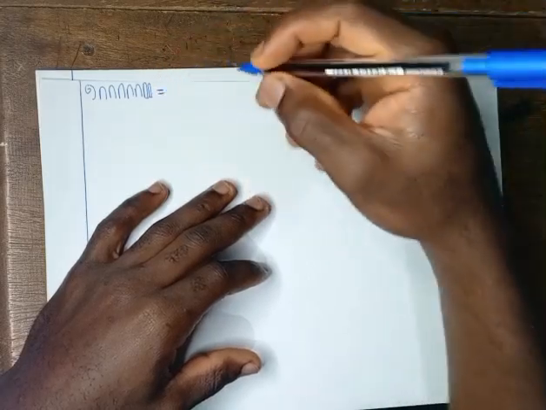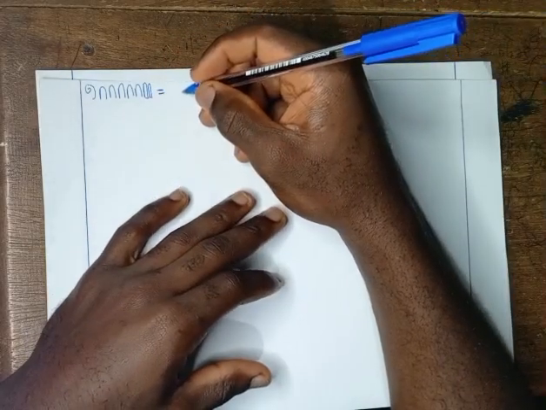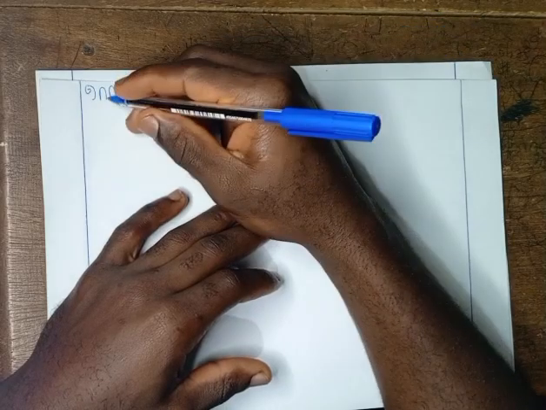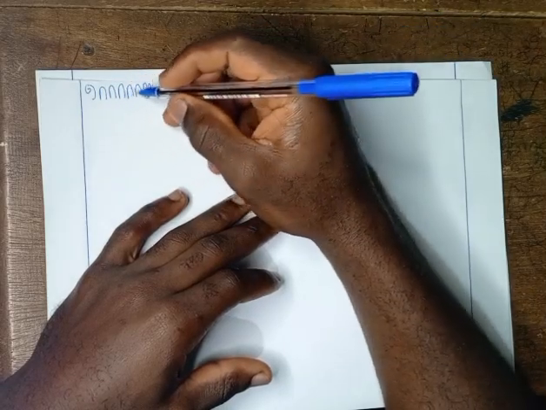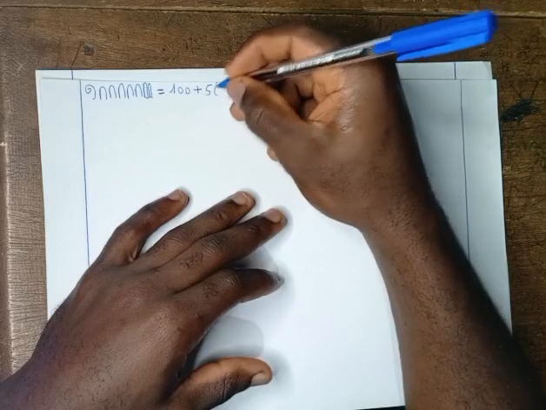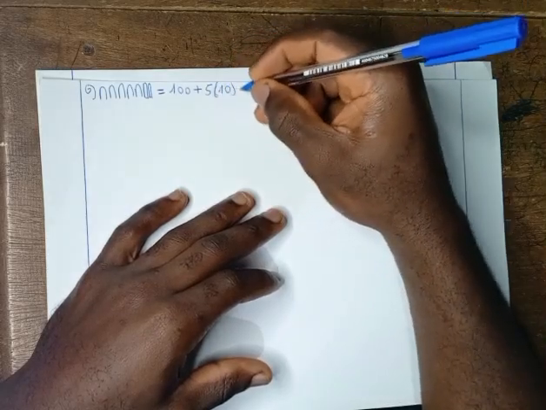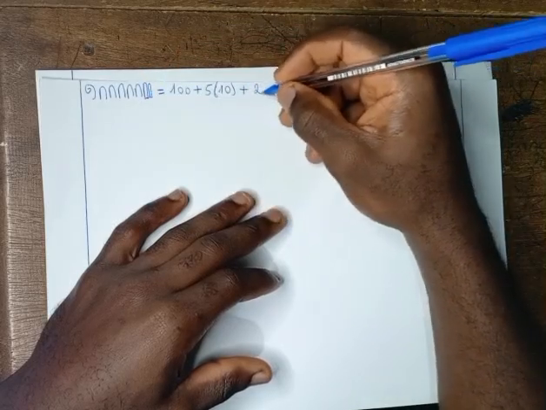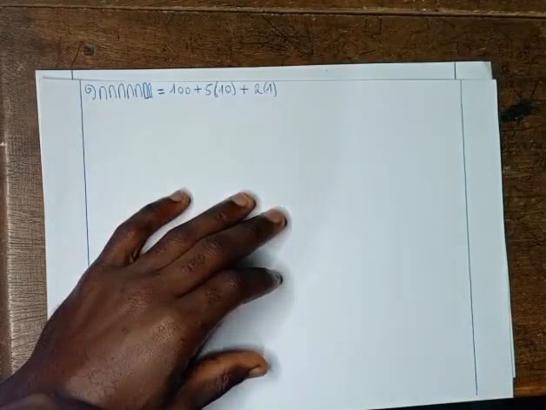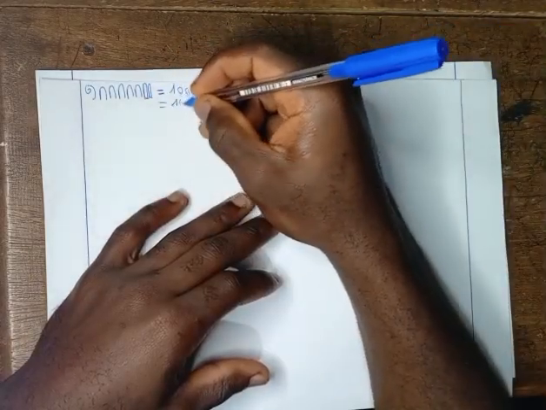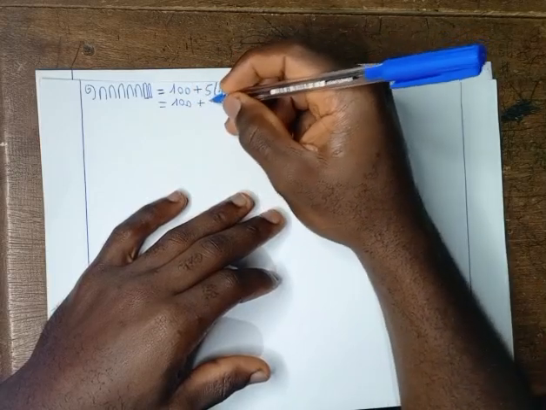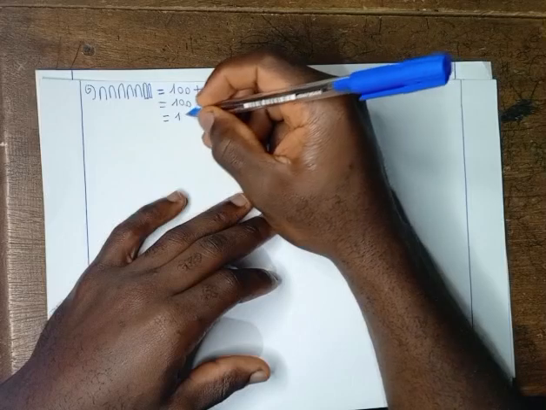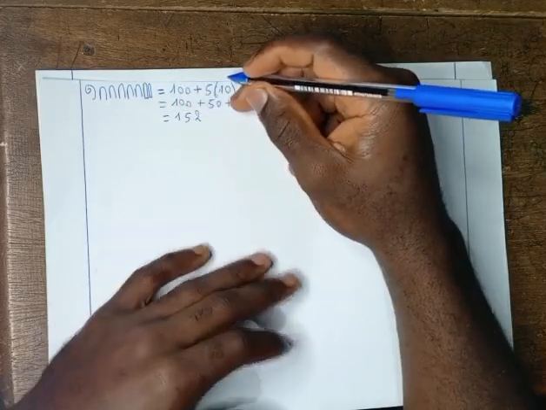This will simply be equal to, we know a spiral represents the number 100, plus we have 5 elbows, 1, 2, 3, 4, 5. So 5 times, we know an elbow represents the number 10, plus we have 2 straight fingers. We know a straight finger represents the number 1. So if we simplify this, it will give us 100 plus 50 plus 2. So this will give us 152 if we add.